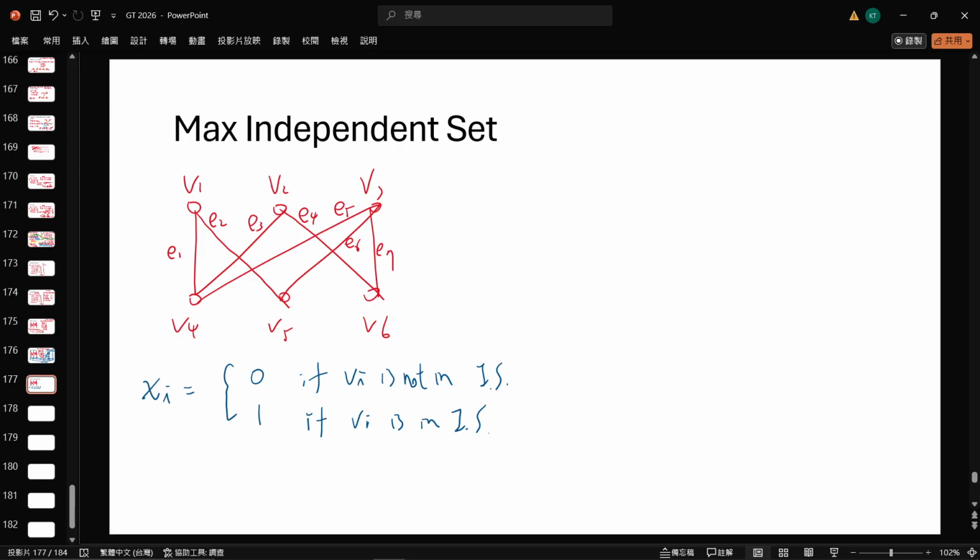So IS stands for independent set, okay? Yeah, so that's the variable, okay? So we have 6 vertices, therefore we have 6 variables.